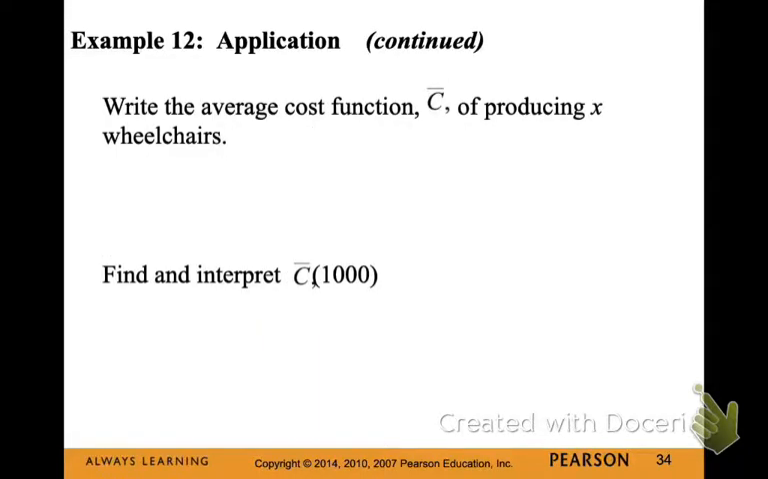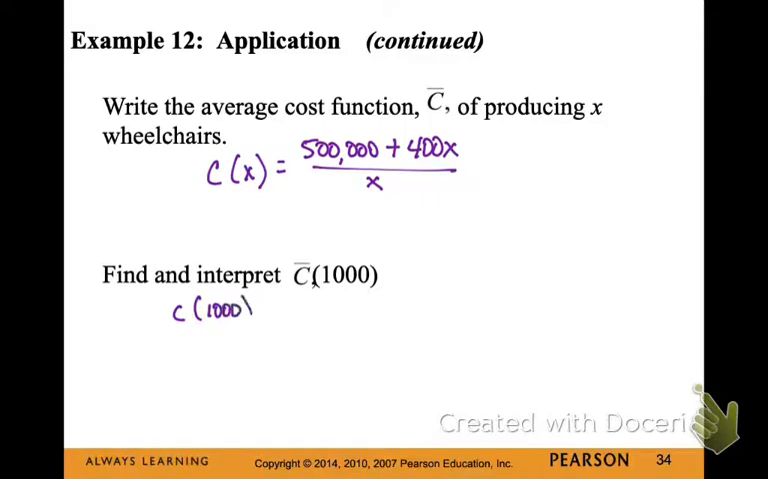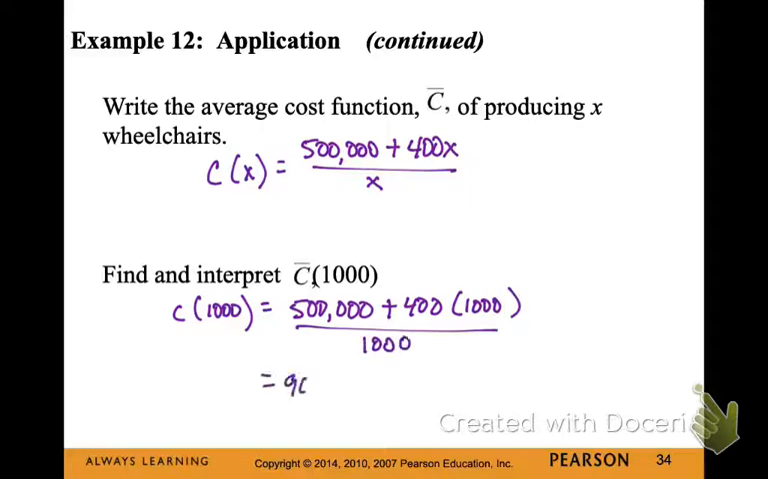Now the average cost function just means the cost per chair. So we'll take the total cost function of $500,000 plus 400x, and then we'll divide that by the number of chairs. And now you can see that application of a rational function. So now let's say, what if we produce 1,000 chairs in a month? Let's plug in 1,000 for x. If we plug it into the average cost function, then that will tell us what our average cost per chair is if we can produce 1,000 per month. So $900 is the average cost per chair for producing 1,000 in a month.